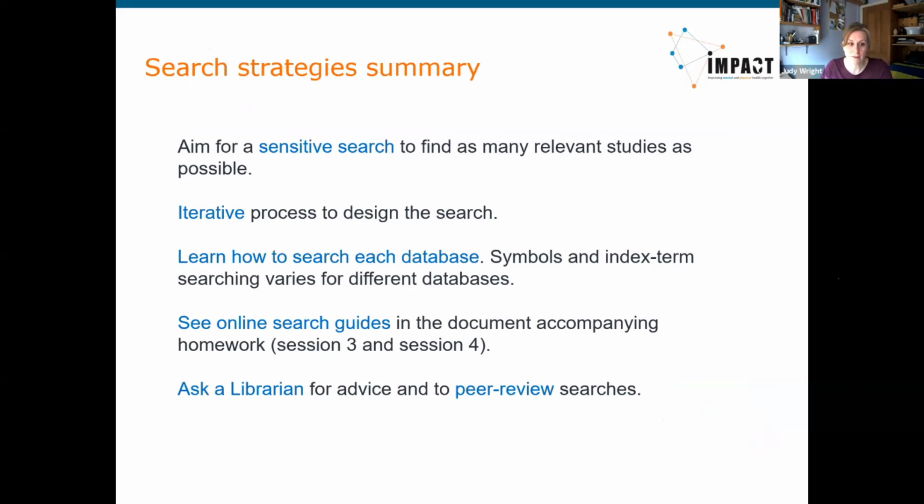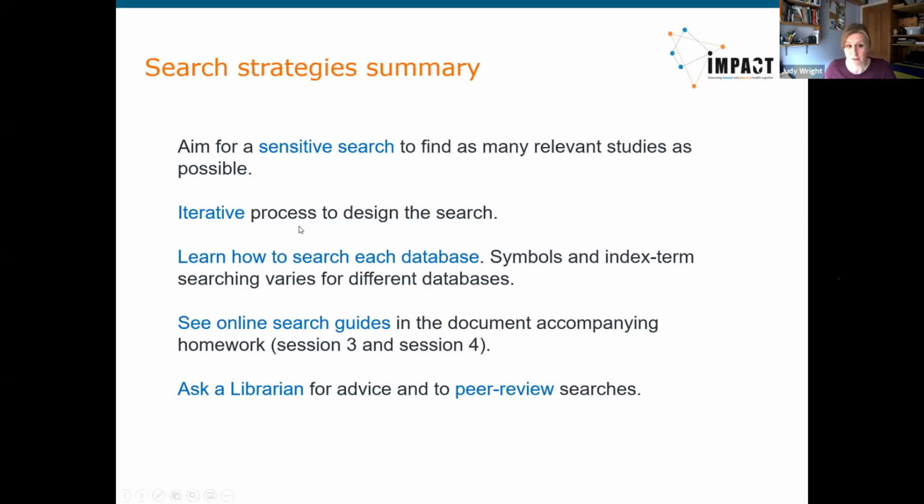So just to summarise this search strategies section, what we're trying to do is get as sensitive a search as possible. We want to find as many relevant studies as possible. So that's why we looked for any trials of schizophrenia that mention smoking cessation. And we know we want a smaller set from that. But if we have that big group, then we can start to screen those down.